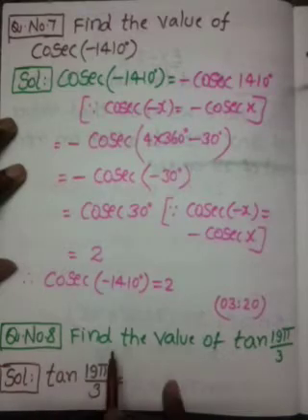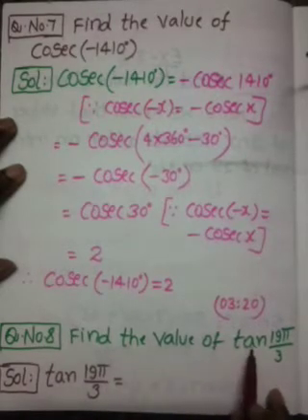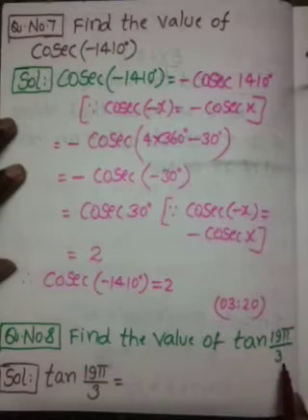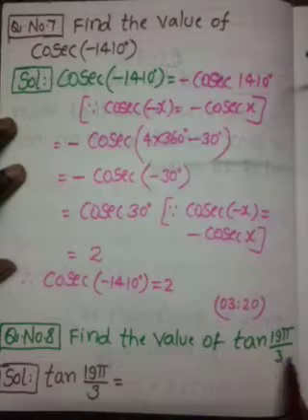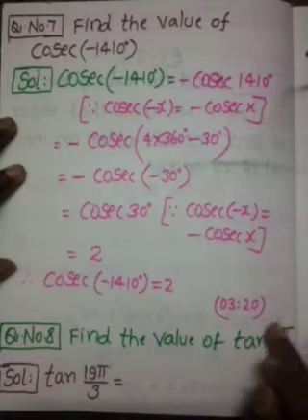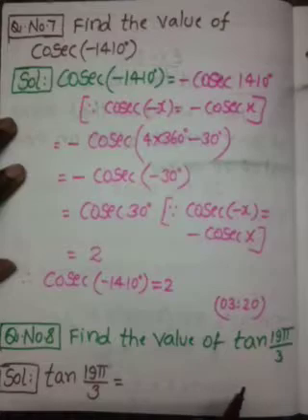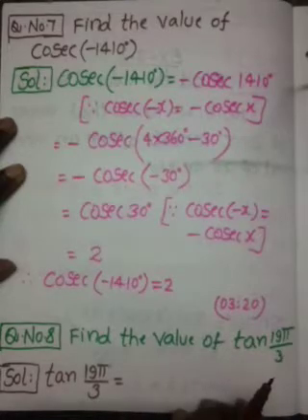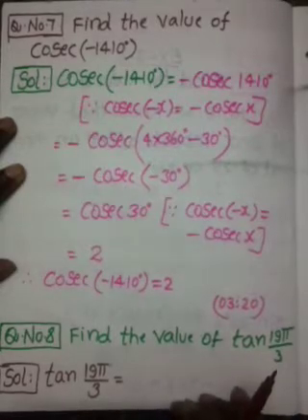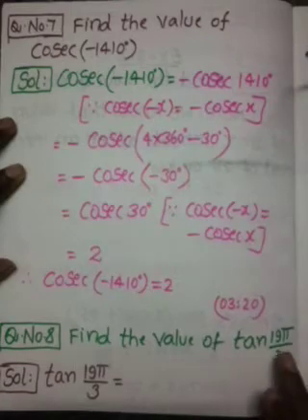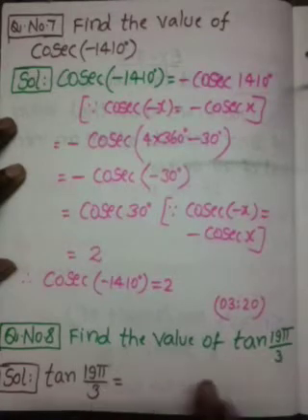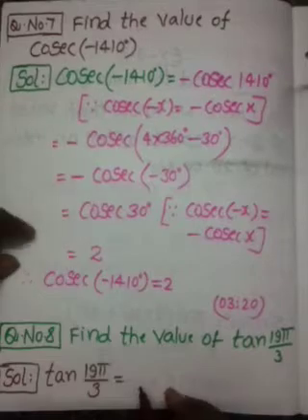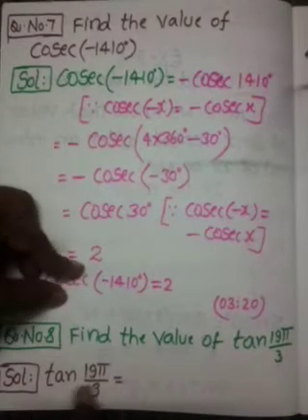Question number 8. Find the value of tan 19 pi by 3. If you observe this angle, it is given in the radian measure. Okay, my dear children, in the previous questions, the angles are given in the degree measure, whereas here the angle is given in the radian measure. Right. Now come to the solution part.